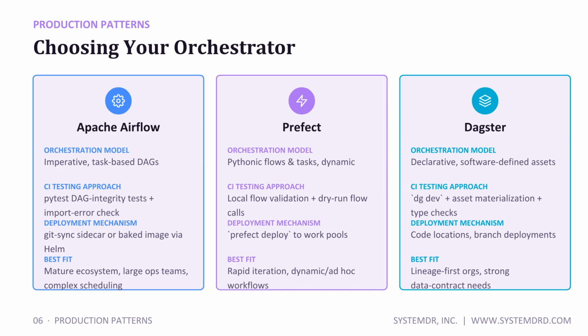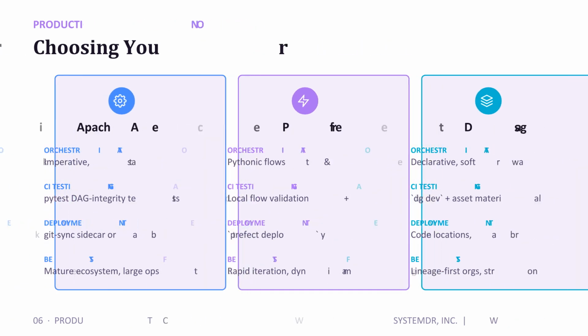Dagster is the most declarative of the 3. You define software-defined assets with explicit inputs and outputs, and the framework builds a full lineage graph automatically from that. CI leans on local development runs plus asset materialization tests, like the one we just walked through, and deployment centers on code locations, often through ephemeral branch deployments. Dagster tends to win when data quality and lineage visibility are first-order requirements. For example, teams under real compliance or data contract obligations.